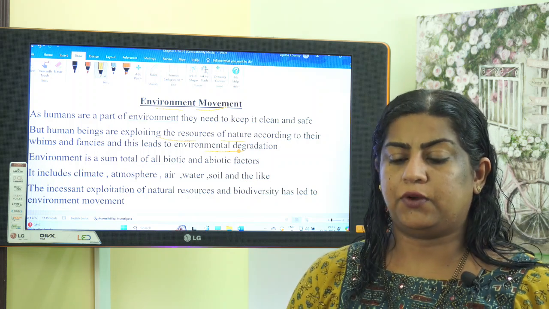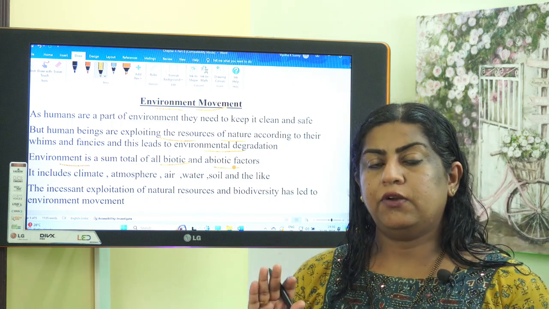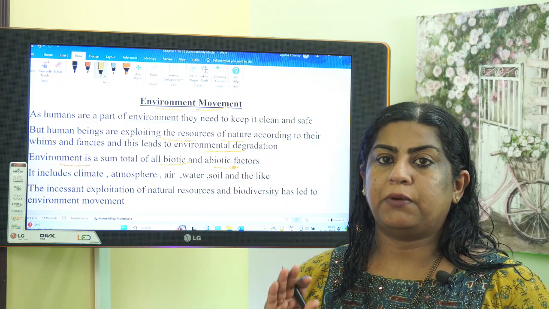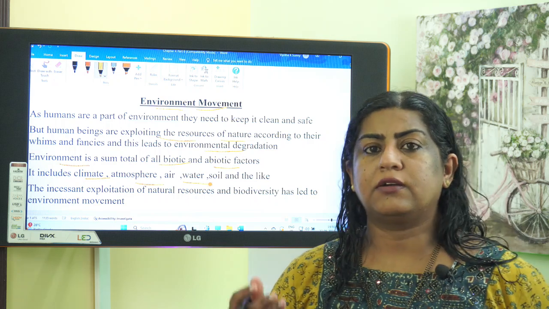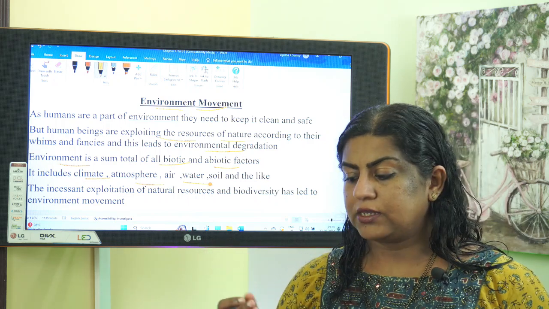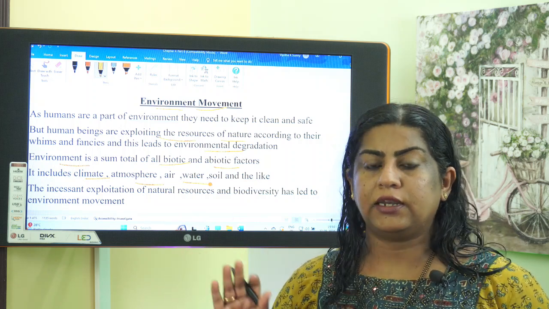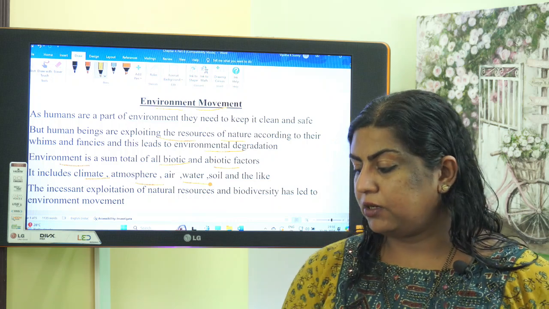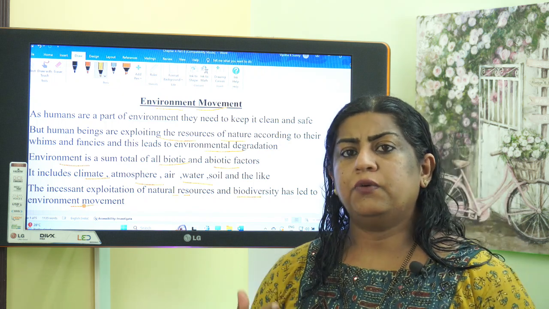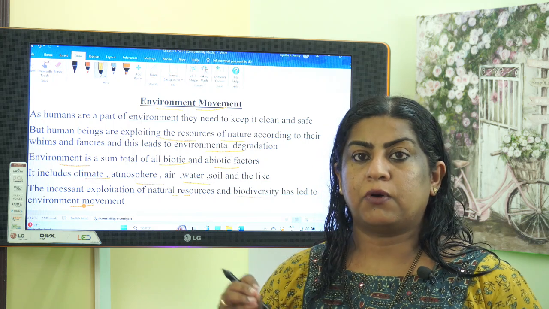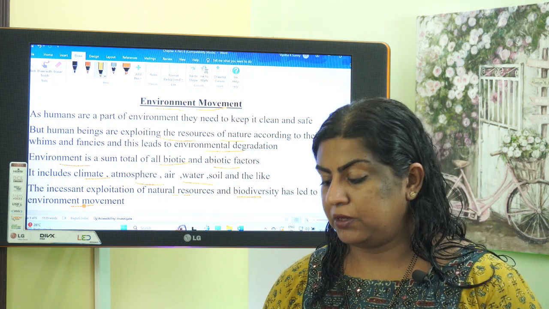So what is actually environment? Environment is a sum total of all biotic and abiotic factors, and it includes climate, atmosphere, air, water, soil and the like. The incessant exploitation of natural resources and biodiversity has led to environment movement. So why do we have environment movement? To protect our environment from the exploitation of natural resources and biodiversity, we have environment movements.